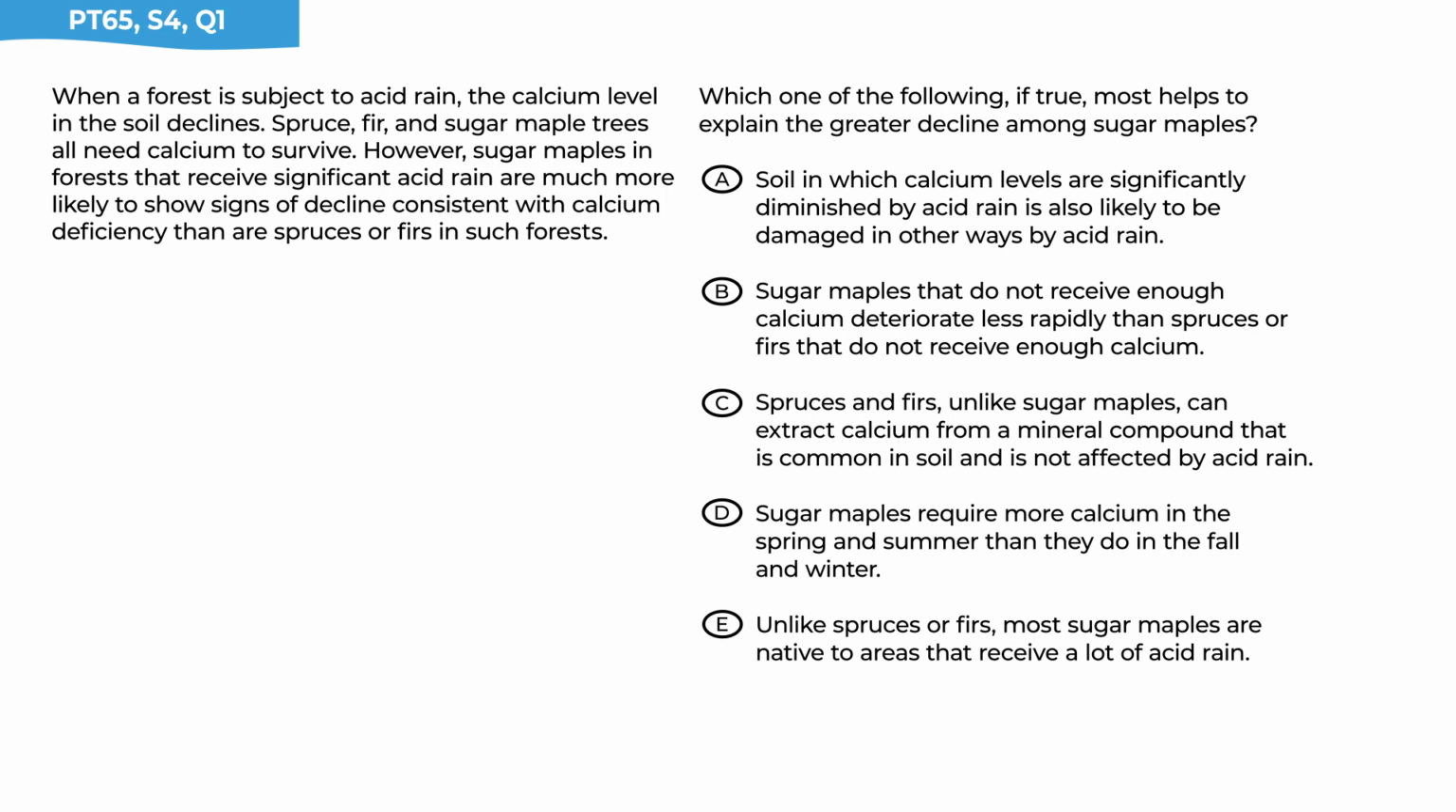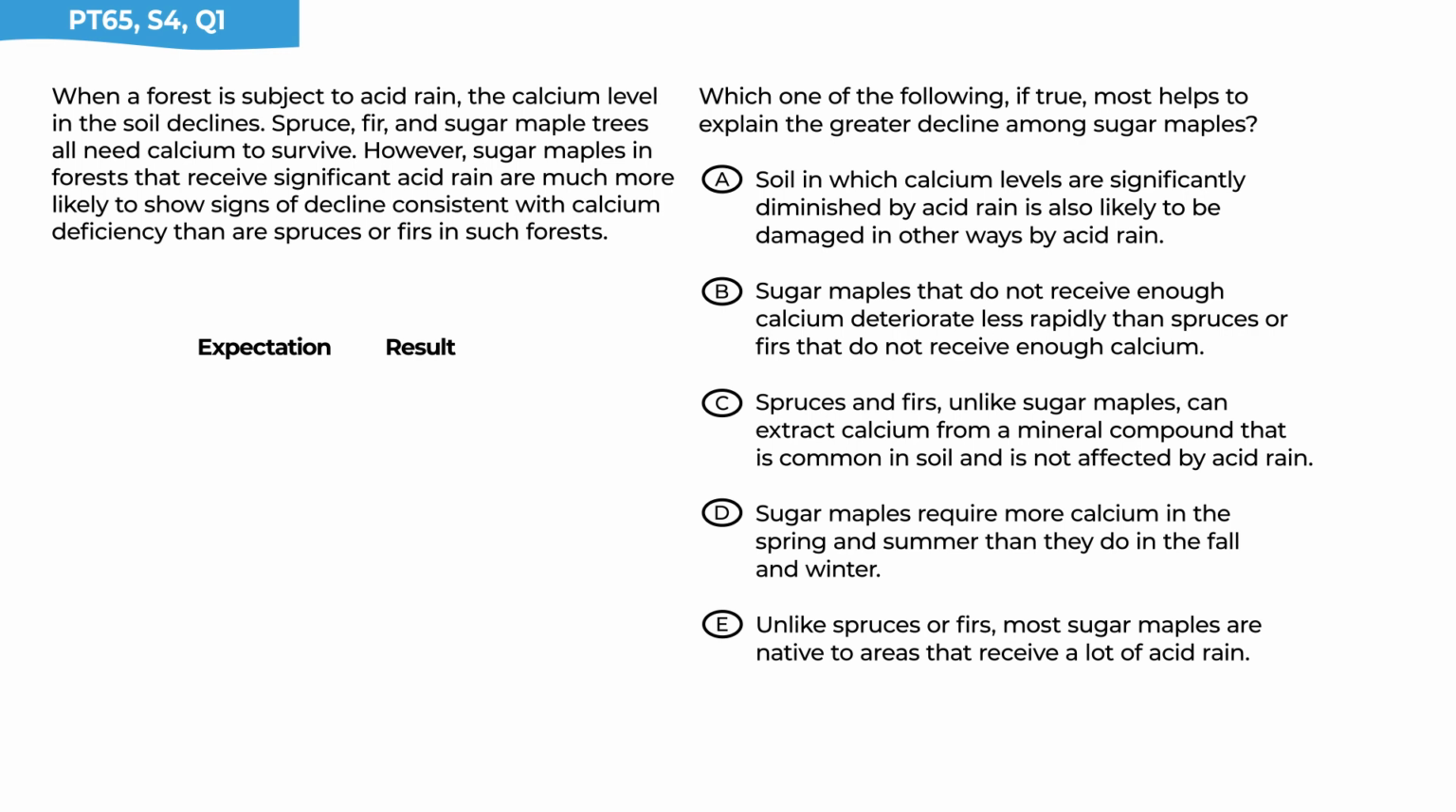All we need to do is figure out what the expectation was, or what should have been reasonably expected, and then what happened. What we want to do is first figure out what the expectation should have been, but then also what the result turned out to be. There's going to be a mismatch between what we expected to occur, or what could have been expected to occur, and what actually happened. And anything that can explain the difference between what our expectation would be and what actually occurred would help to resolve or explain the greater decline among sugar maples.